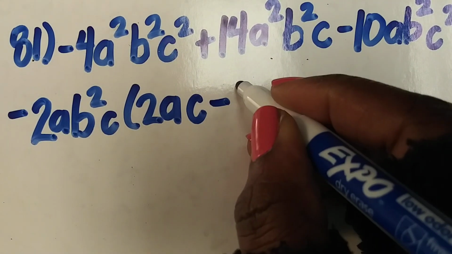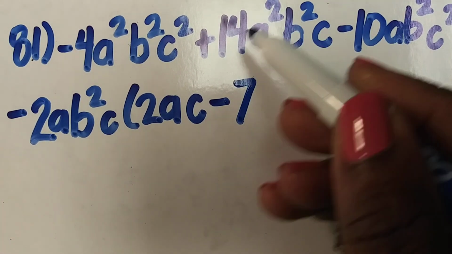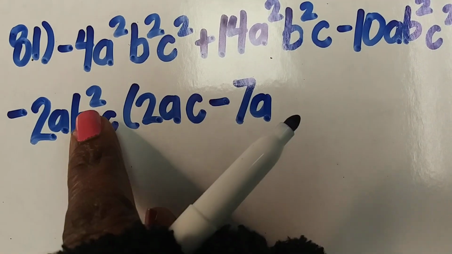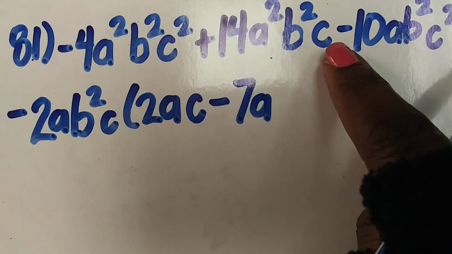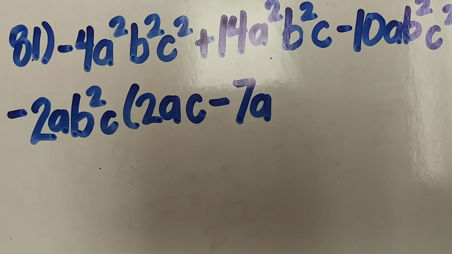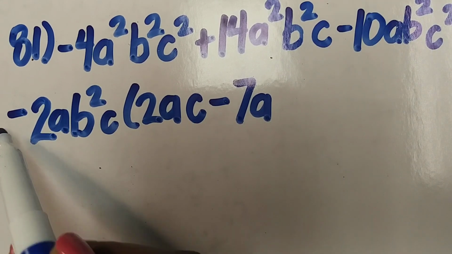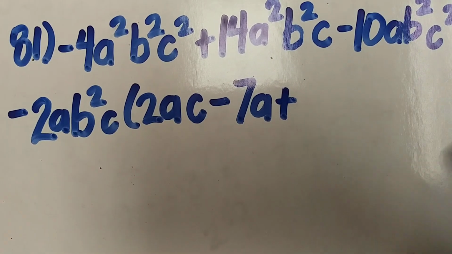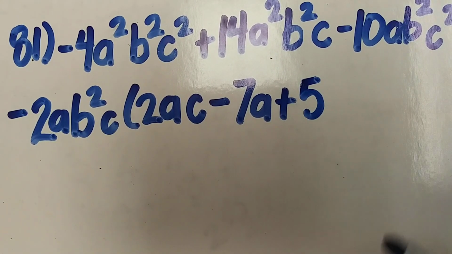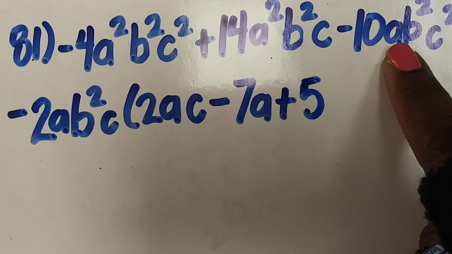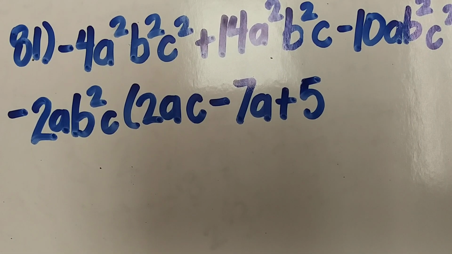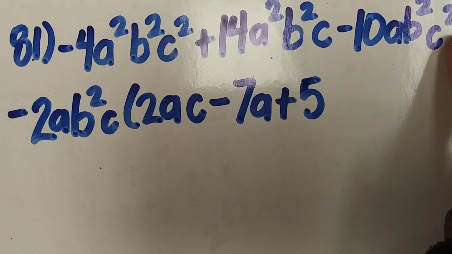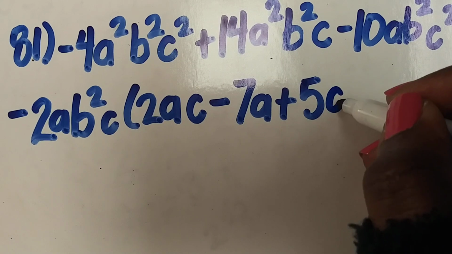2 goes into 14 7 times. 2 minus 1 is A. 2 minus 2, no B's. 1 minus 1 is no C's. A negative divided by a negative is a positive. 2 goes into 10 5 times. 1 minus 1 is no A's. 2 minus 2 is no B's. 2 minus 1 is a C.